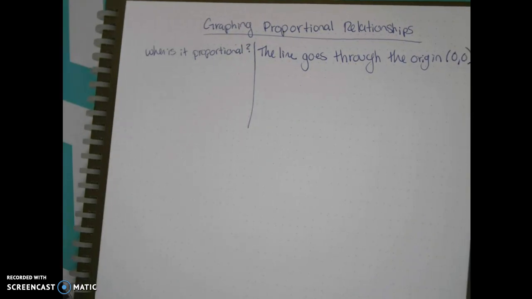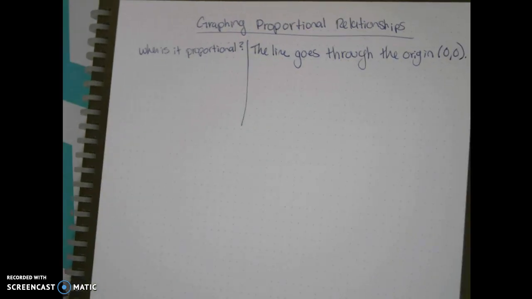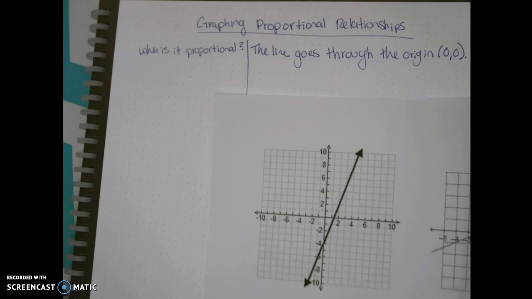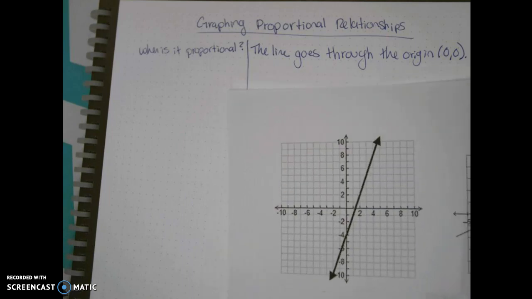Okay? Easiest thing you need to know about graphing proportional relationships. If it's proportional, it means it goes through the origin, which is 0, 0. I'm going to do a few practice problems. So the first one we're going to start with is this one right here.